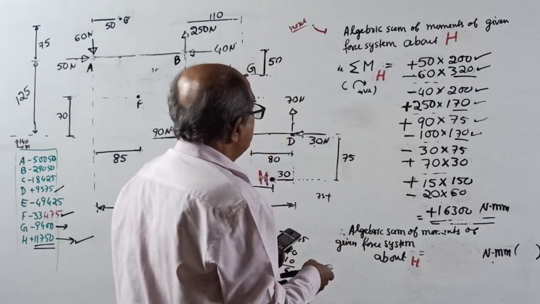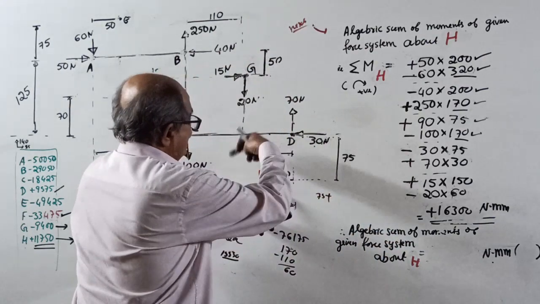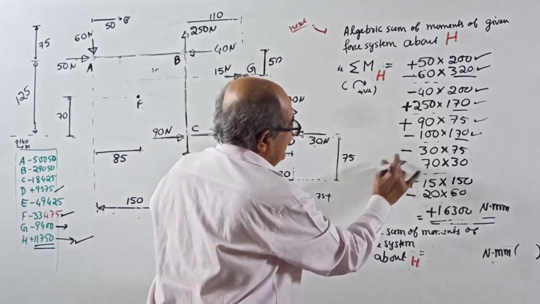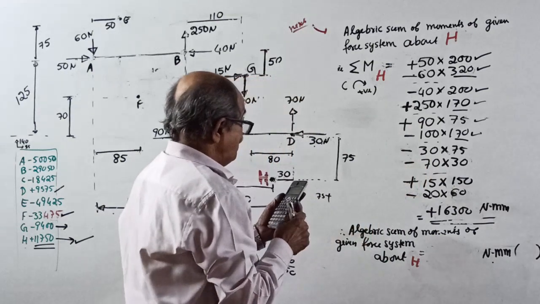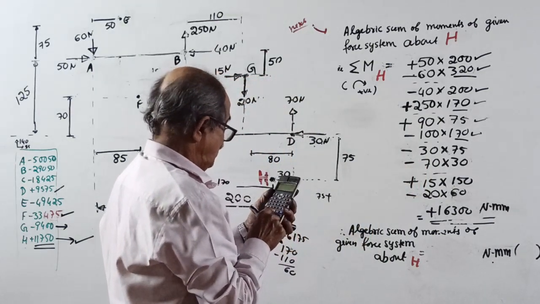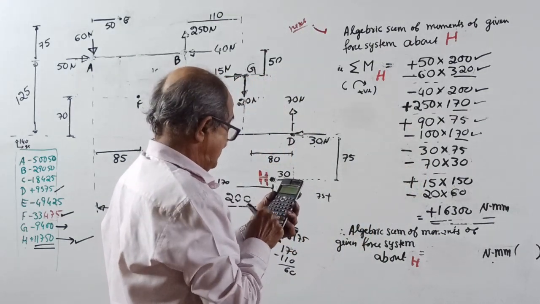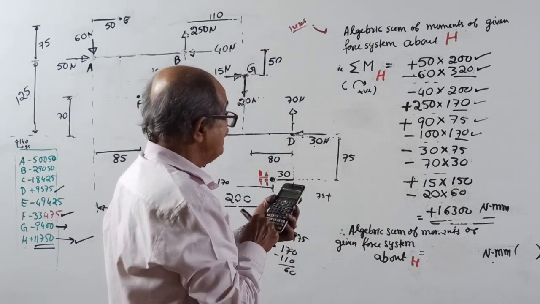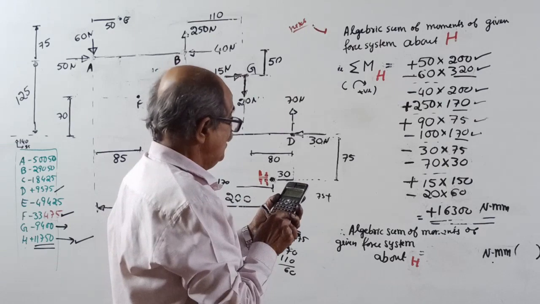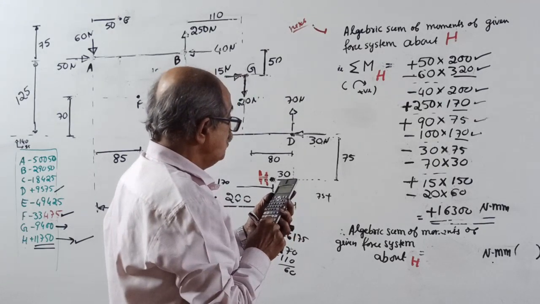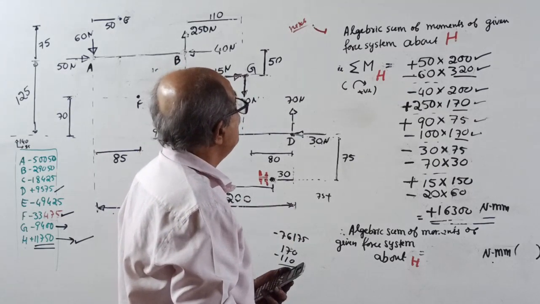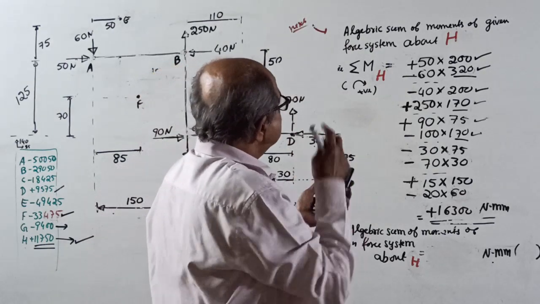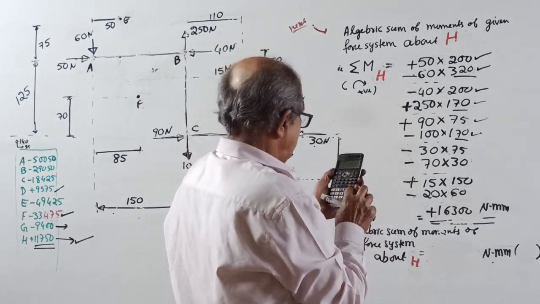Why plus 70 into 30? See, minus 30 into 75 minus 70 into 30. See, again here, forgot. Minus 70 into 30. See, plus 15 into 150 minus 20 into 60. 2000. I don't know what the problem is here. Really some calculation problem. One minute. I think it is a calculation problem.